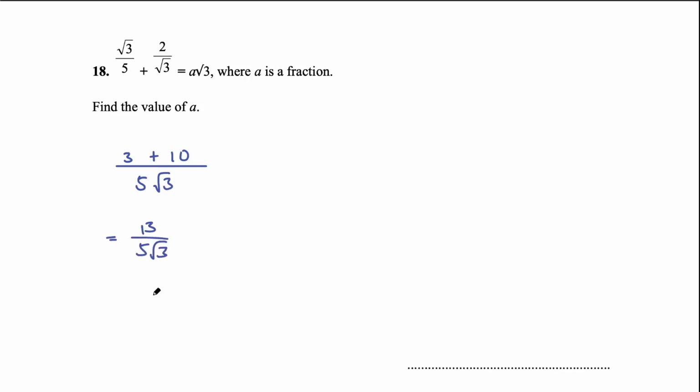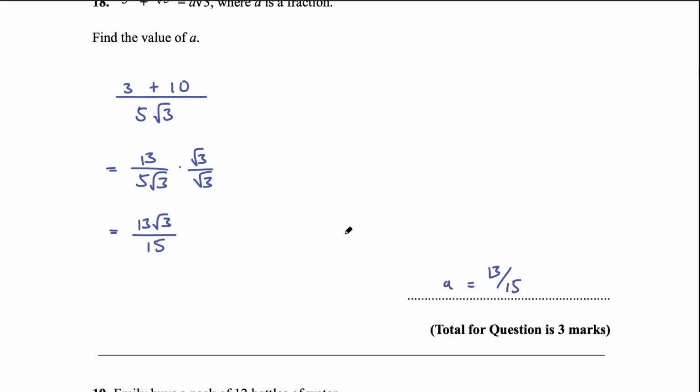Now here is where you want to rationalize the denominator. So multiply by that surd there, root 3 on root 3. So even though you've got a constant there, you only need to multiply by that surd part of it. Then we get 13 root 3 over root 3 times root 3 is 3. 3 times 5 is 15. So we get 13 root 3 over 15. Therefore, that fraction is going to be 13 over 15. So that's what A equals. Okay, that was question 18.